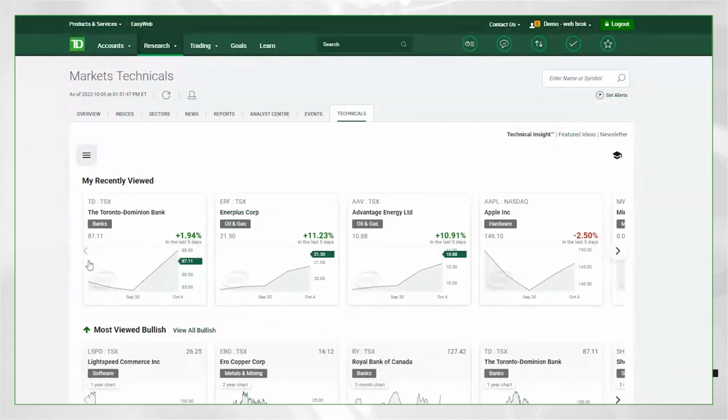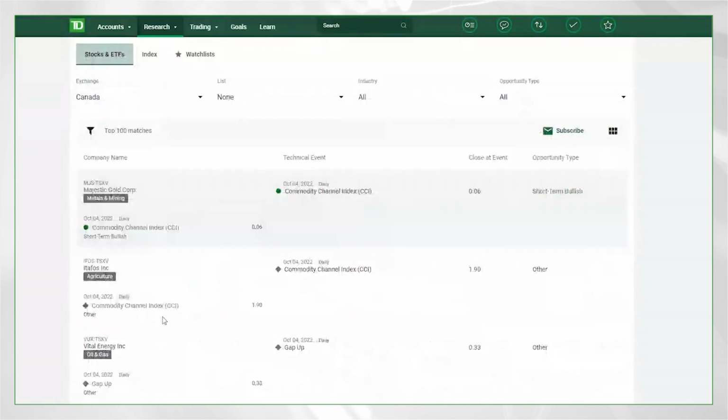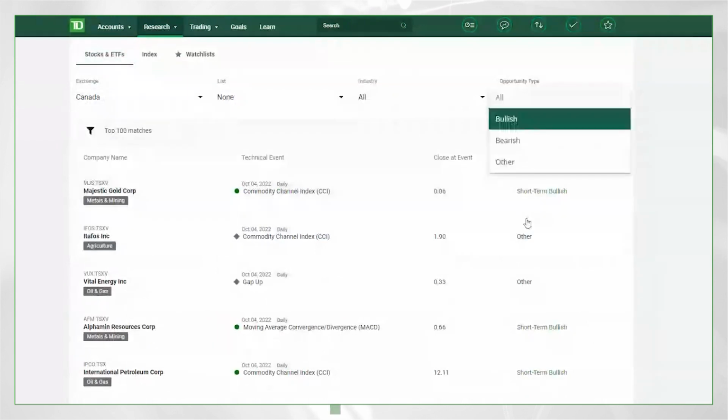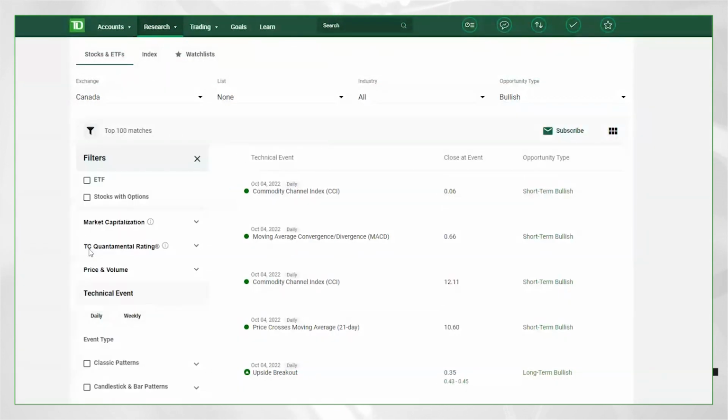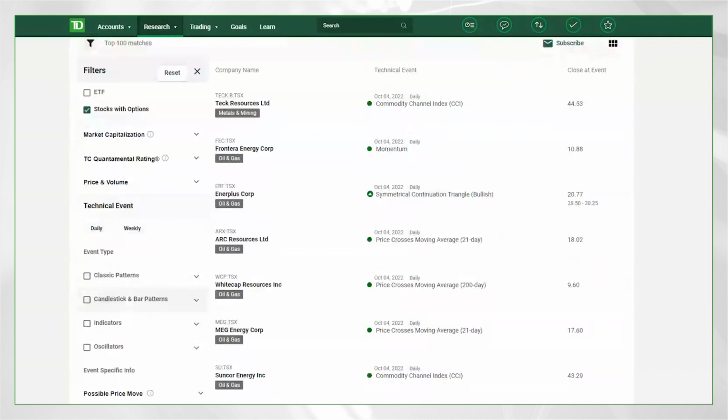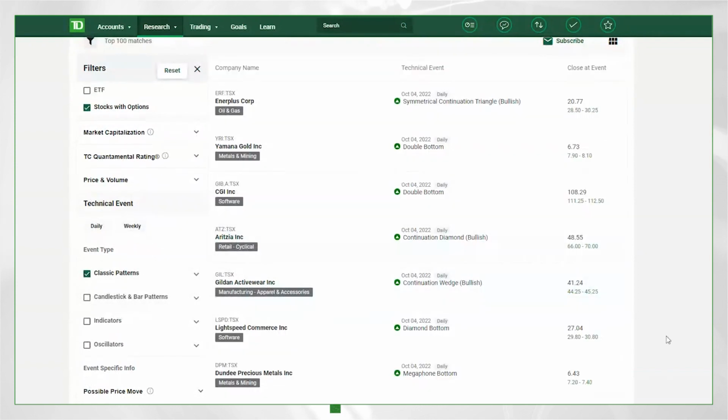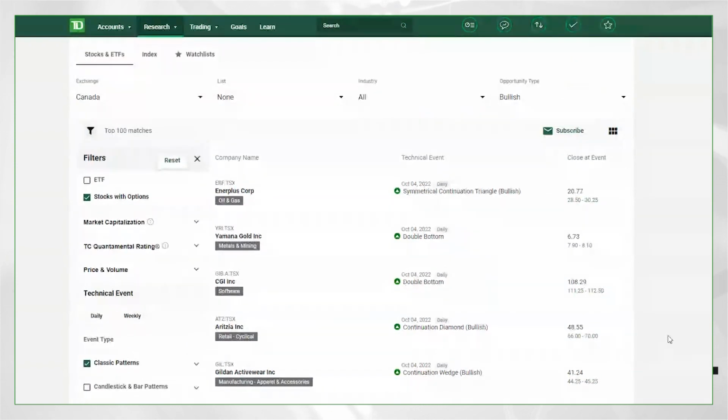So I'm just going to go ahead and do a quick screen. Right, so I wanted bullish ideas in Canada, and I wanted stocks with options, classic bullish patterns. So here we go. We have a very simple screen scanning the entire Canadian market for classic bullish patterns. That took me not even 30 seconds to do.